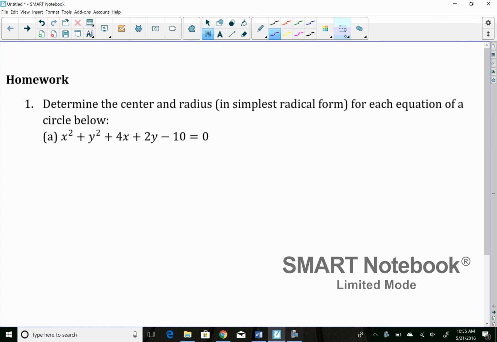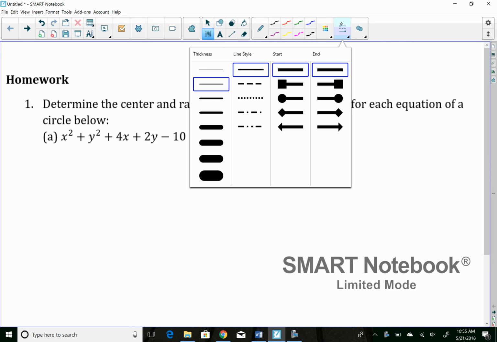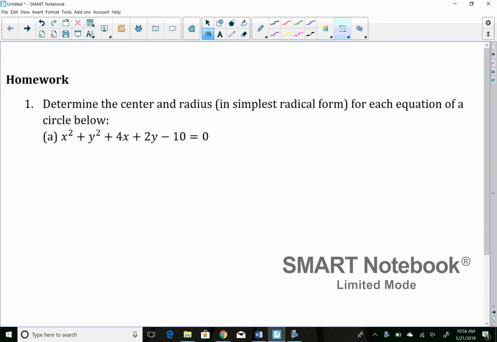All right, everybody, welcome to the video here for lesson number 2. So we're talking about the standard form of the equation of a circle. And the first couple questions have us just finding the equation of a circle in center radius form.